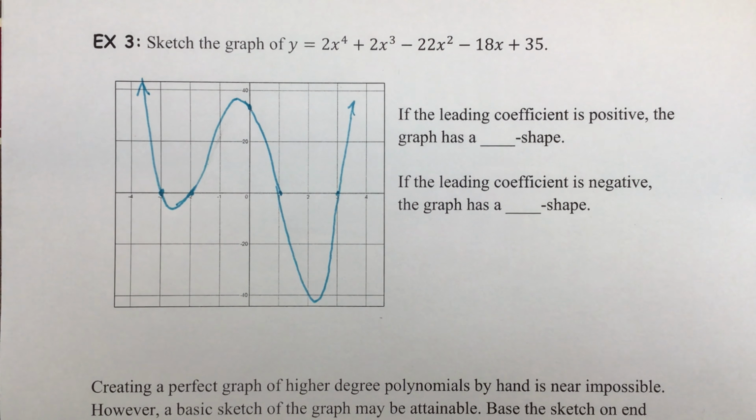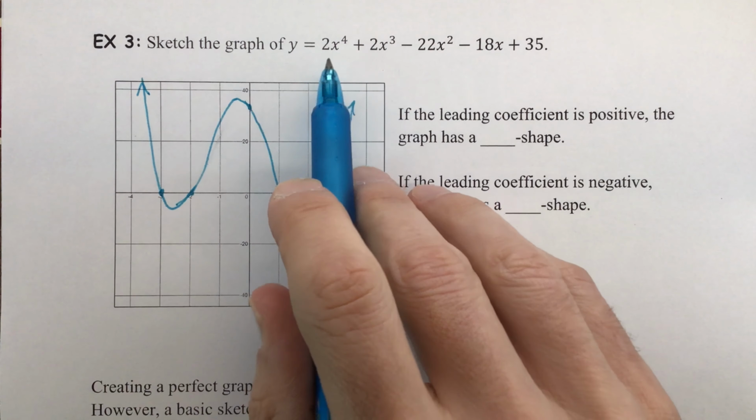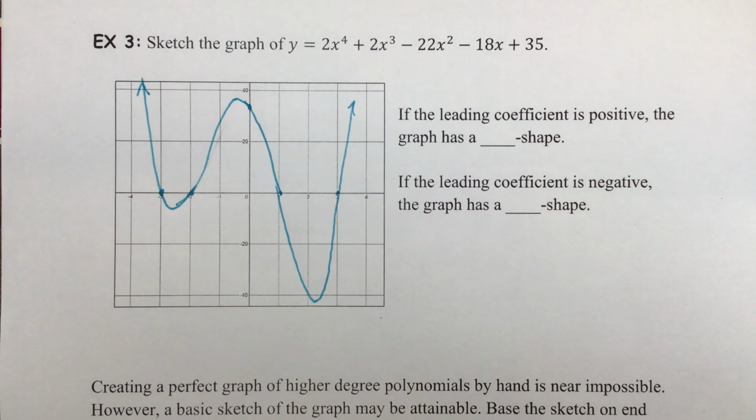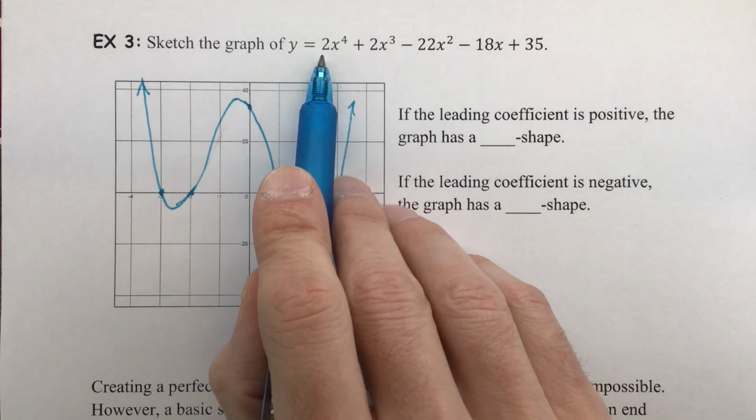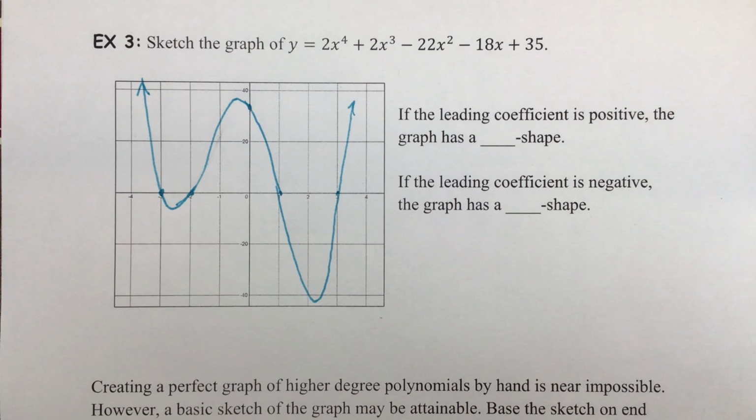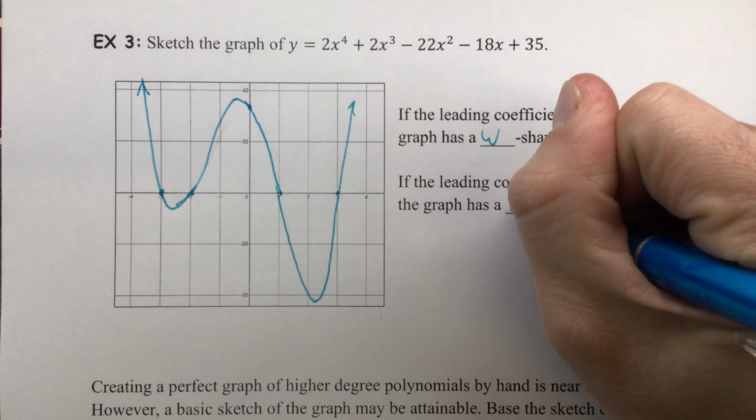All right, overall, here's what I want you to take away from this. When we've got all these terms in here, this is the general shape that you can get. If the leading coefficient is positive, which is what we have here, we have a positive 2 there, the shape of the graph is going to look sort of like a W. If the leading coefficient is negative, we should expect the whole thing to flip over, which is going to give you an M shape.